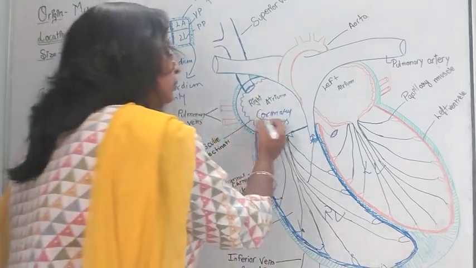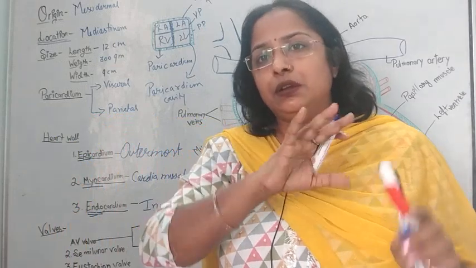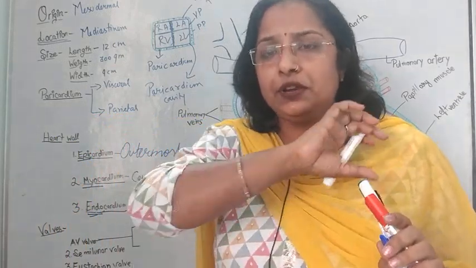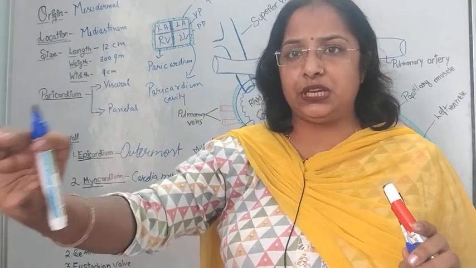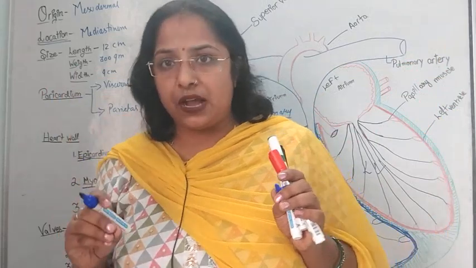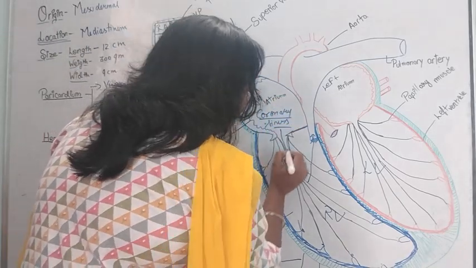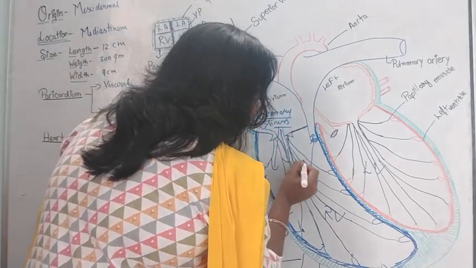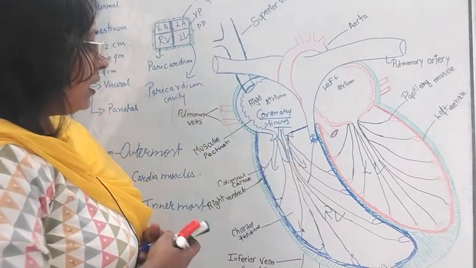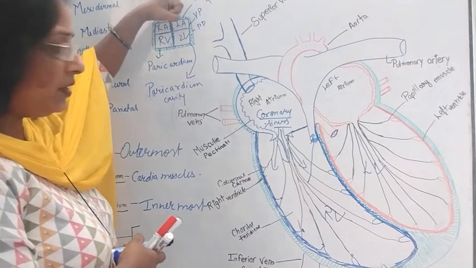Okay. We know that all veins contain deoxygenated blood. In all veins deoxygenated blood flows, and in all arteries oxygenated blood flows. From there the deoxygenated blood comes here. When the atrium contracts, pressure is generated.